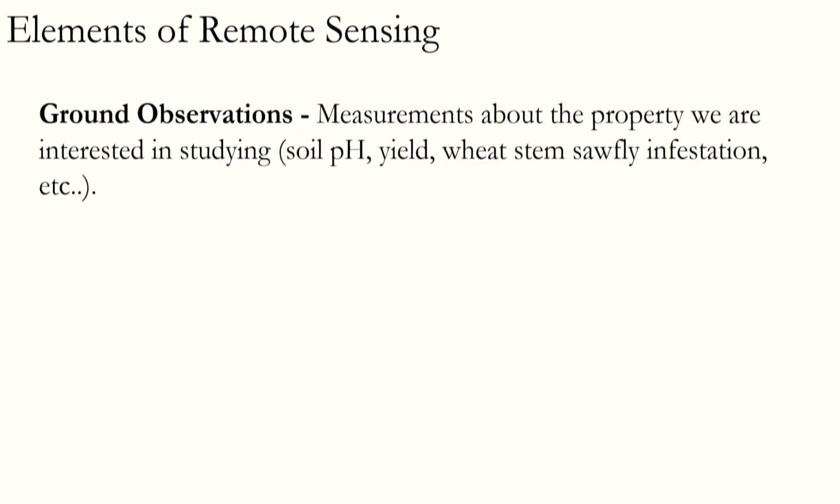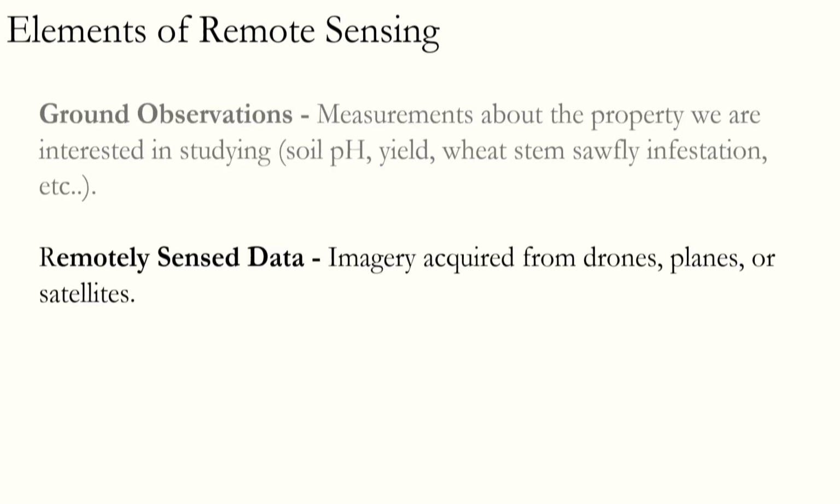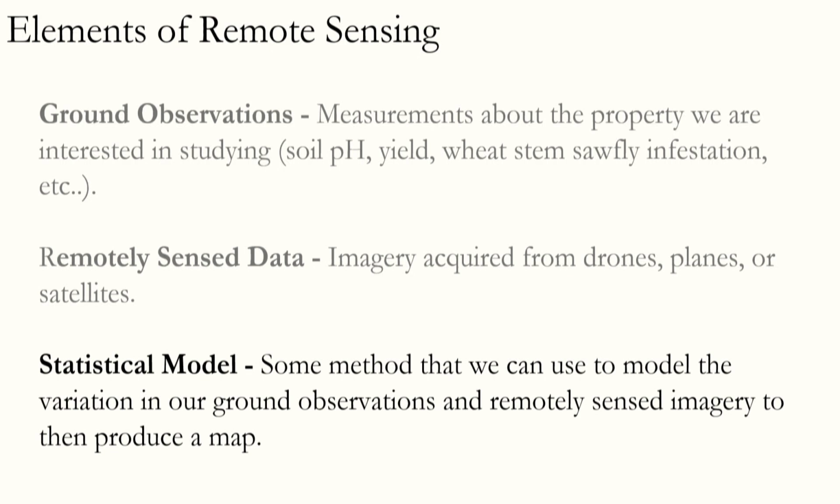And the reason I say that is because we need three things to do this. The first thing we need is our ground observations. And so this could be something like soil pH, our yield, or in today's case, sawfly infestations. And then, of course, we need those remotely sensed images. And once we have that, we can use statistics to explain the variation in that property across the ground with the variation that we're seeing in our images. And then we can produce a map that we have some level of confidence in what that map is saying.